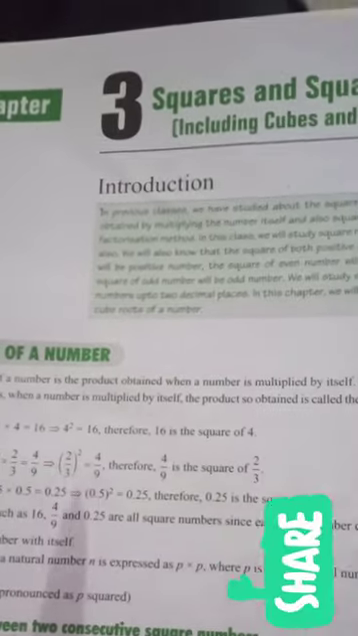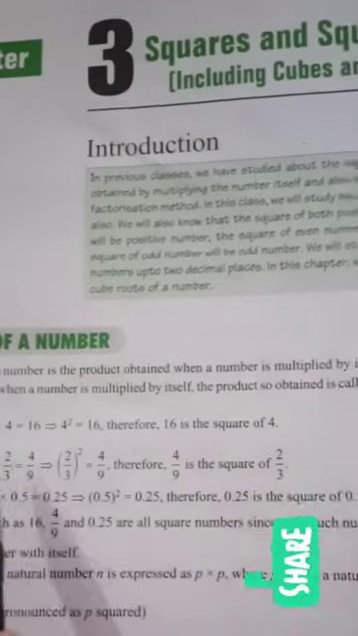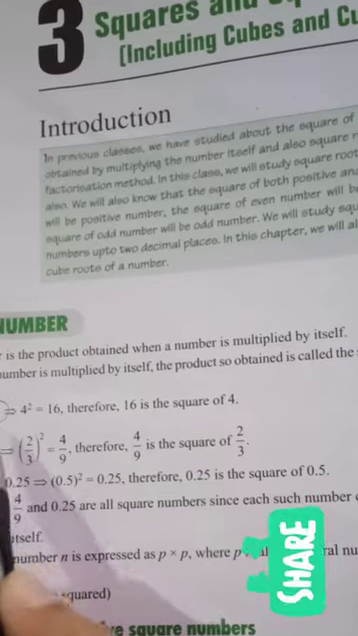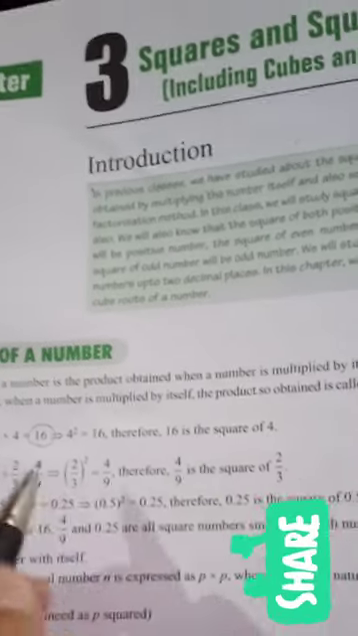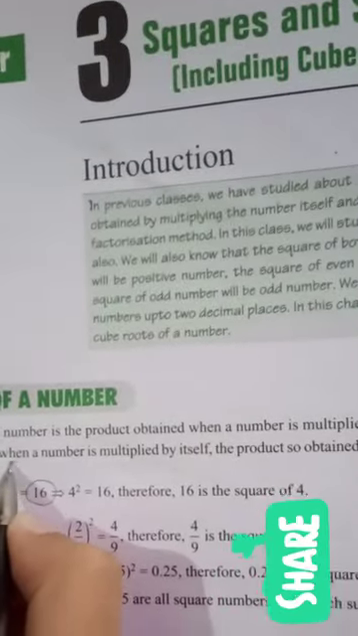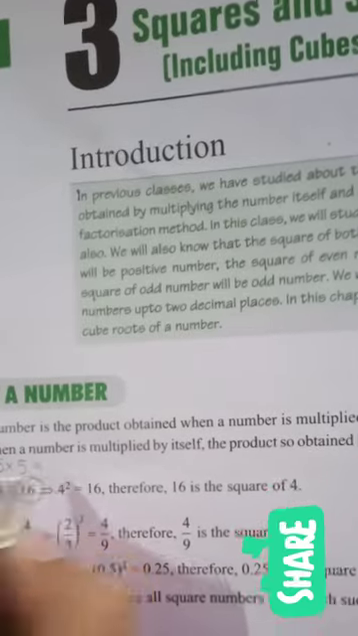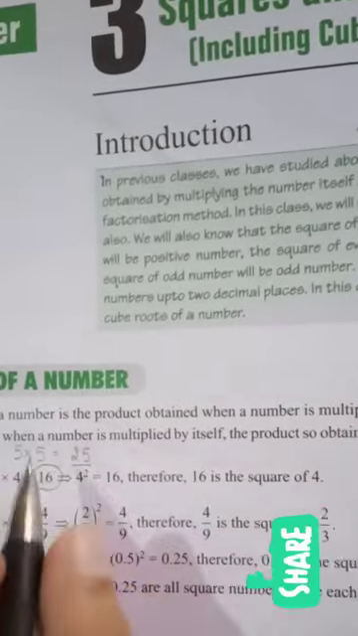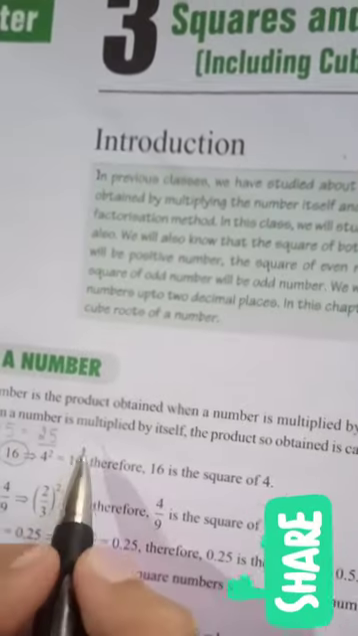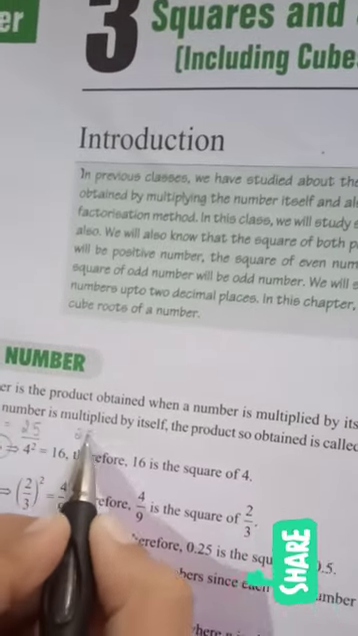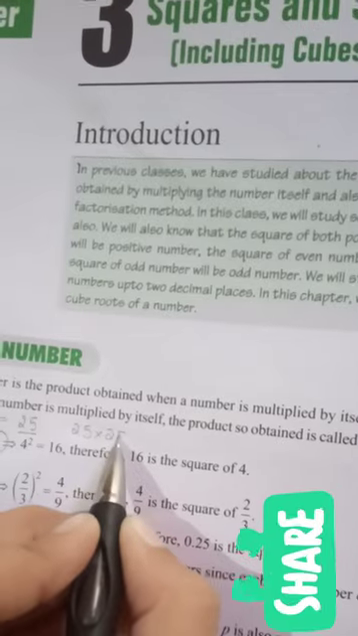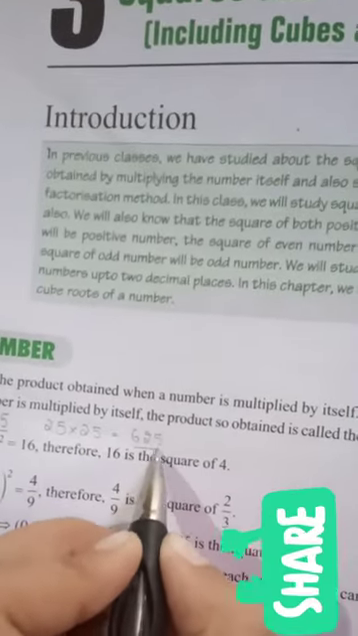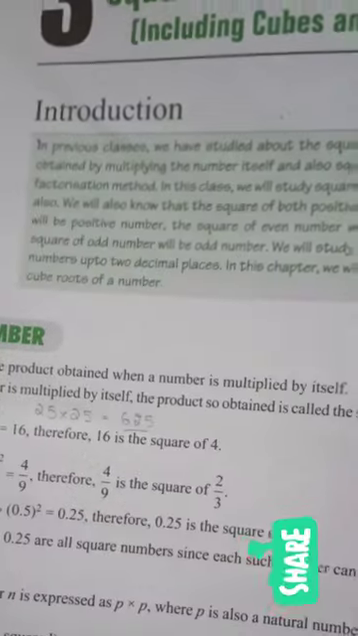For example, 4 into 4, the product is 16. So 16 is the square of 4. Similarly, if we multiply 5 into 5, the product will be 25, so 25 is the square of 5. If we multiply 25 into 25, then the answer will be 625. Then 625 is the square of 25.